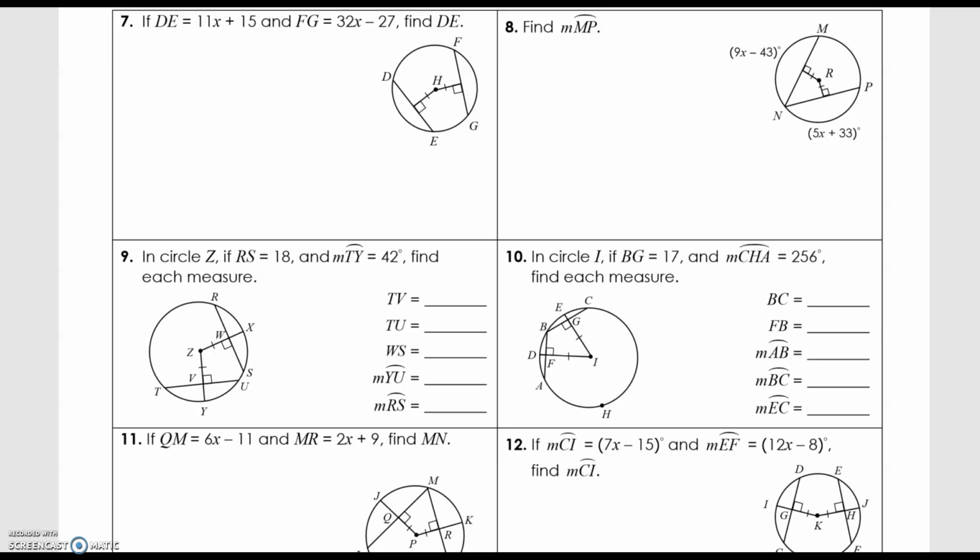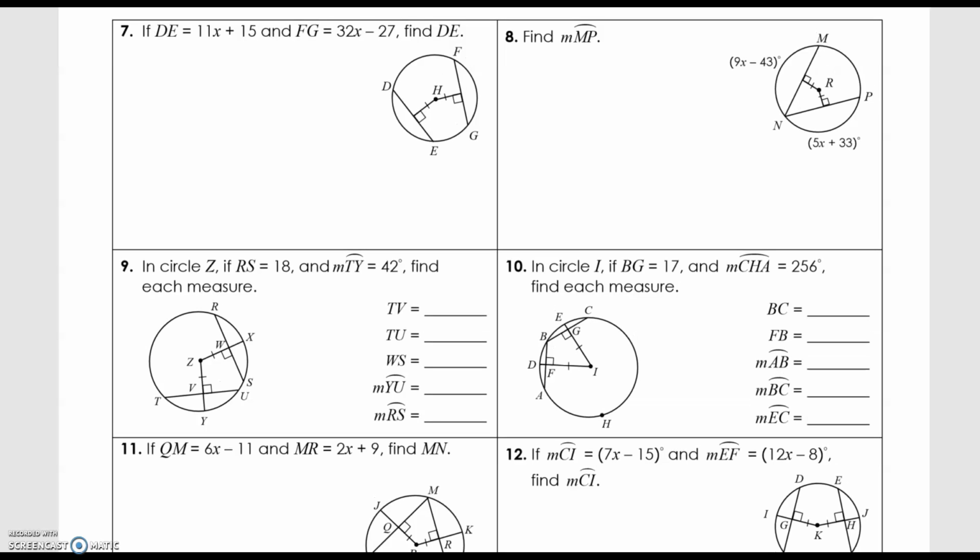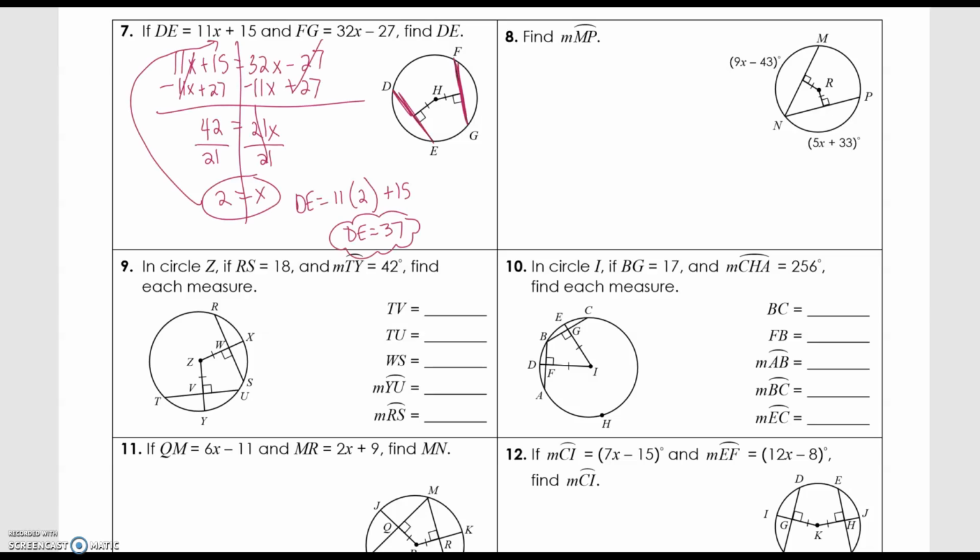All right, let's do some of this. I'm gonna have you try 7. All right, so 8 is a little bit different though. Not as difficult, but it wants us to find MP.